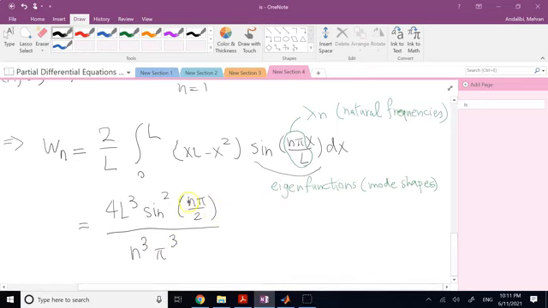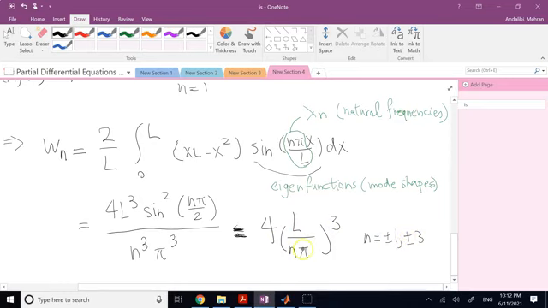Which again, for even numbers, this is 0. For odd numbers, this is going to be positive 1 or negative 1. But when you square it, it is going to be positive 1. So your coefficient is going to be 4L cubed over n cubed pi cubed. So you can write it as 4 times L over n pi, the whole thing cubed, where n is plus minus 1, plus minus 3.